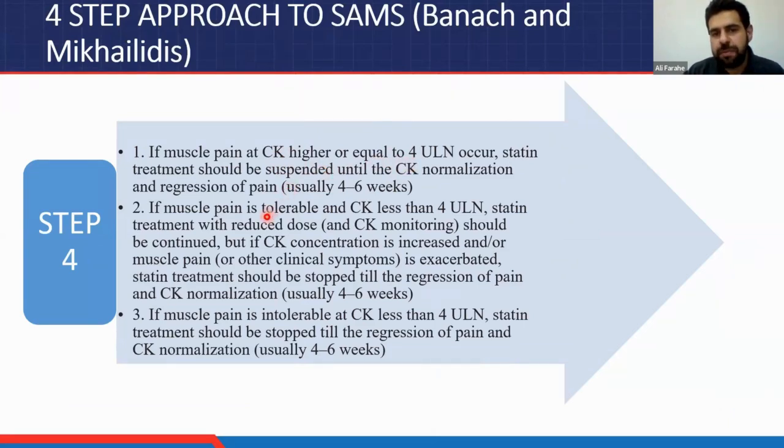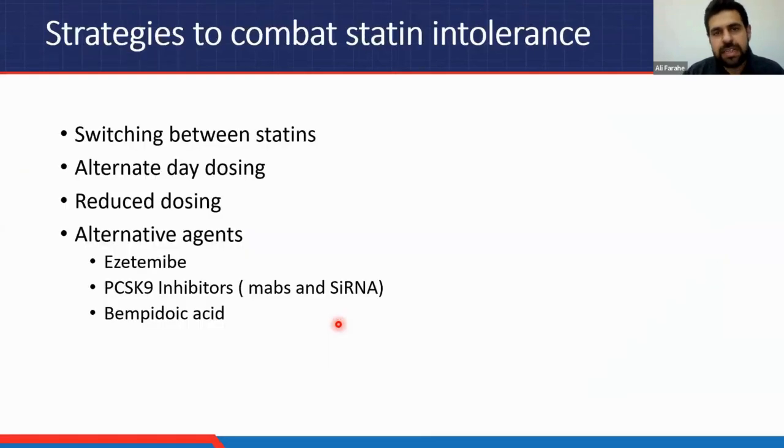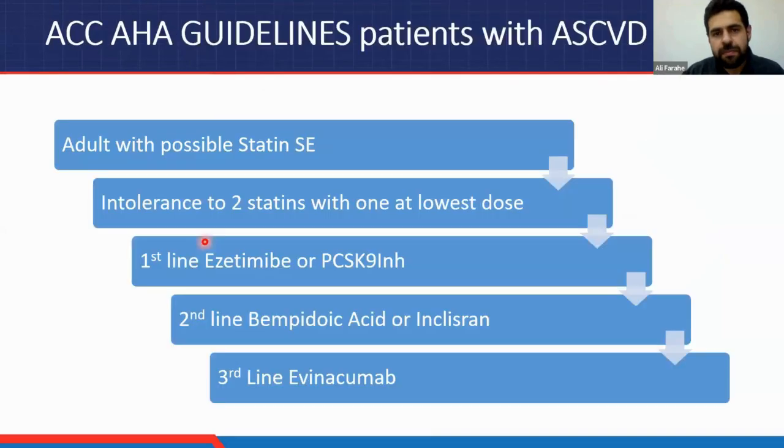If the muscle pain is tolerable and CK level is less than 4 times, then statin can be used, but in a lower dose. And if the muscle pain is intolerable, irrespective of the CK levels, again statins have to be stopped for some time, and alternative strategies may be employed. These strategies include switching between the statins, alternate day dosing, reducing the dose of the statin, and then we have the alternative agents. Regarding the alternative agents, these are the ACC guidelines for management of patients with statin intolerance.